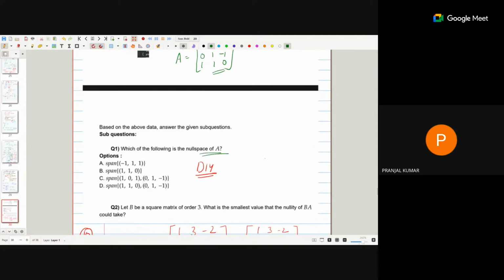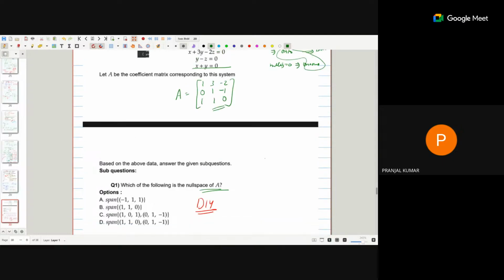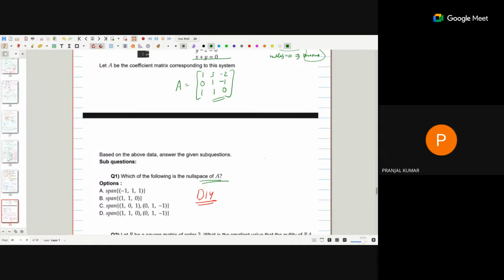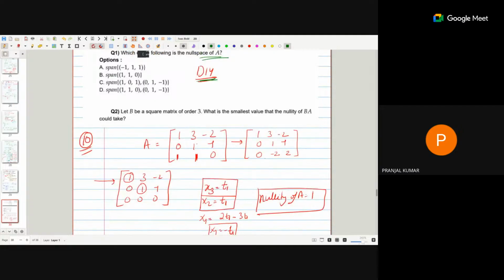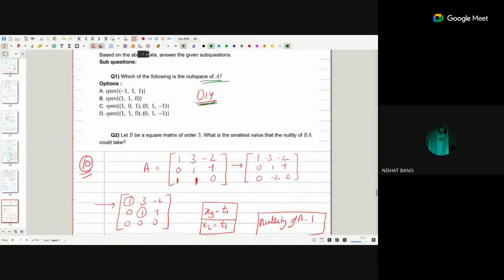So you can find the null space of A, right? I don't need to do that, I've already done it. Do I need to do that? Yes. Is it clear? Okay, so I've written DIY, which is do it yourself, because this is very basic. Is this clear? Yes, sir.